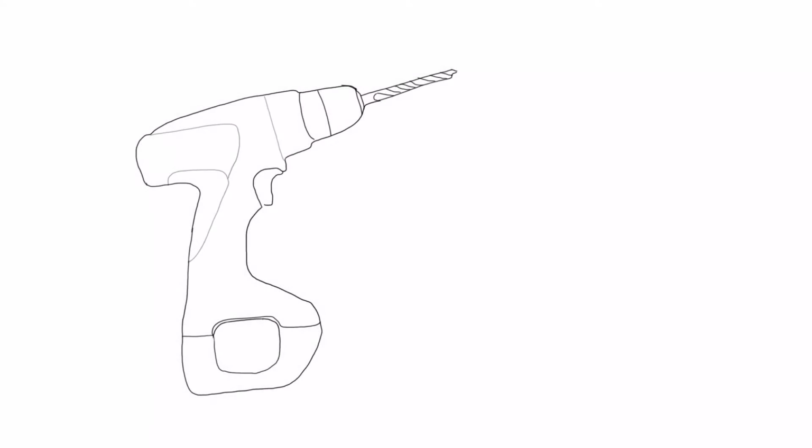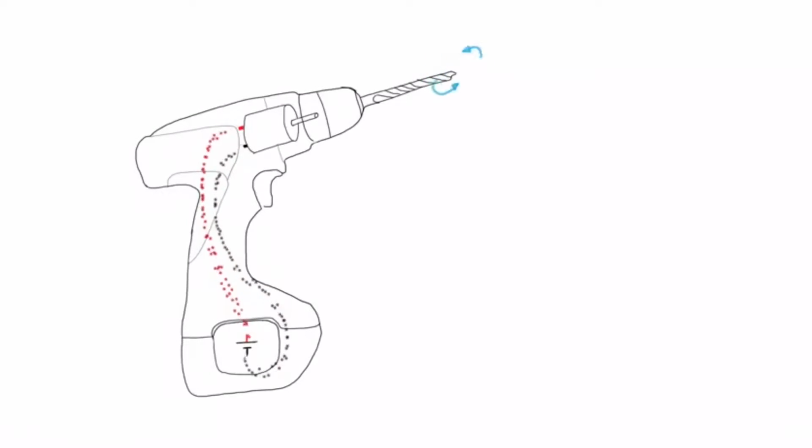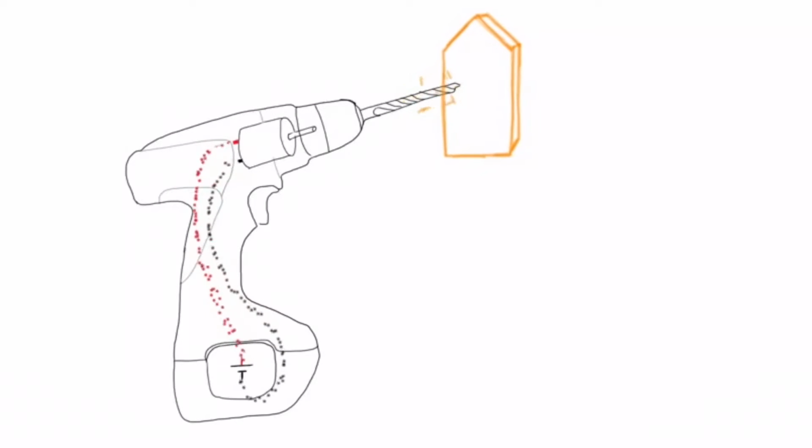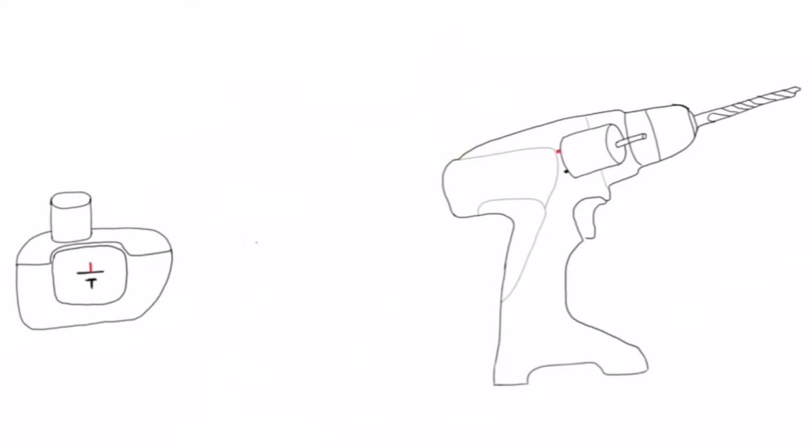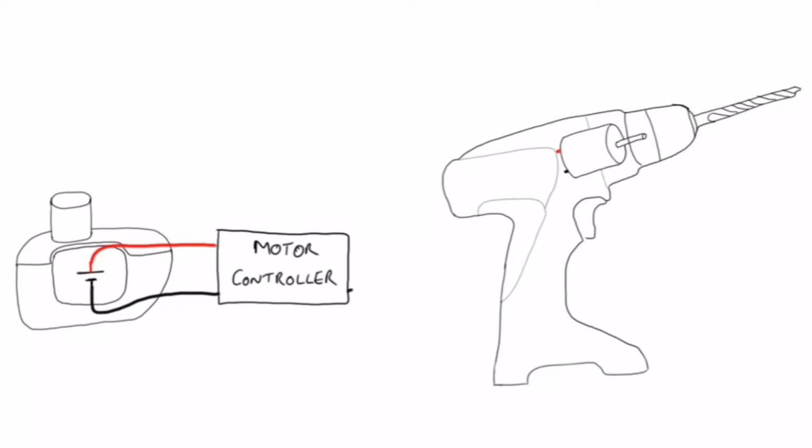When the drill turns, an electric current flows from the battery pack through the motor coils. In order to have enough power to cut through wood or metal, the motor in the drill can draw currents of several amps. To handle the large motor currents, we're going to use the L298 motor controller and connect it between the battery pack and the drill motor.